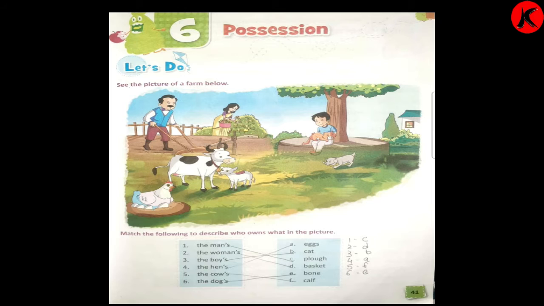Now we will look at the exercise. Match the following to describe who owns what in the picture. Who owns, किसका क्या है वो पिक्चर में हमें डिस्क्राइब करना और देखना है. So first one, the man's plow. What is the man doing? The plow. The man plows. See here you can see a man is there and what he's doing is plowing. So man's plow.